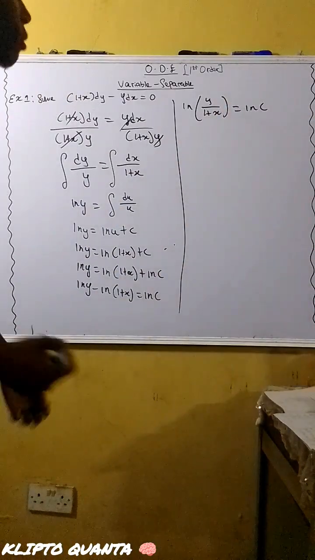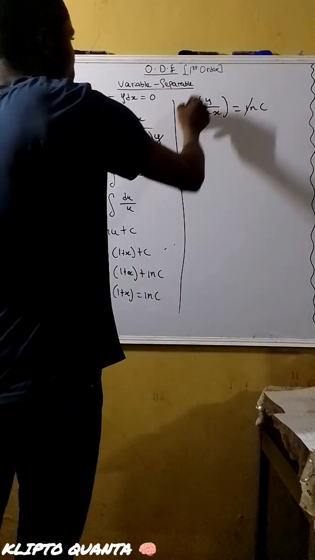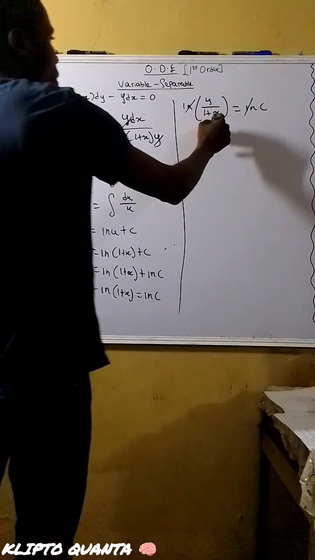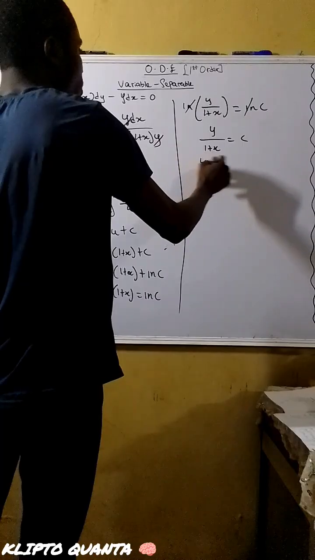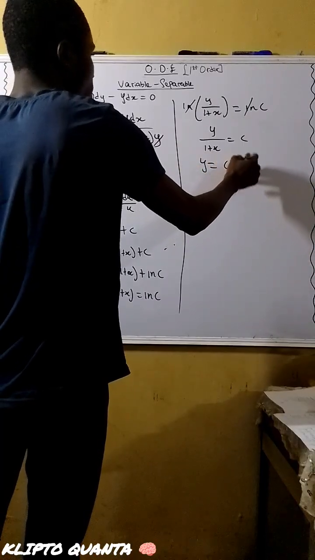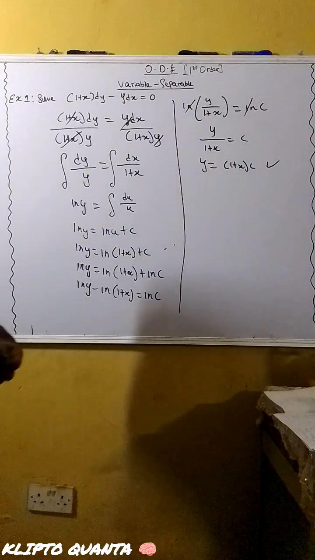So can you see what I'm saying now? From this point, it's actually easy. So therefore, you have this ln canceling the ln. Then you have y over 1 plus x equals c. So therefore, your equation will be y equals c times (1 plus x). And that is your answer to your equation.